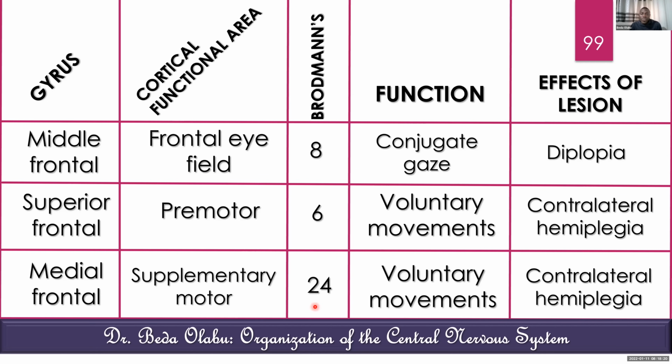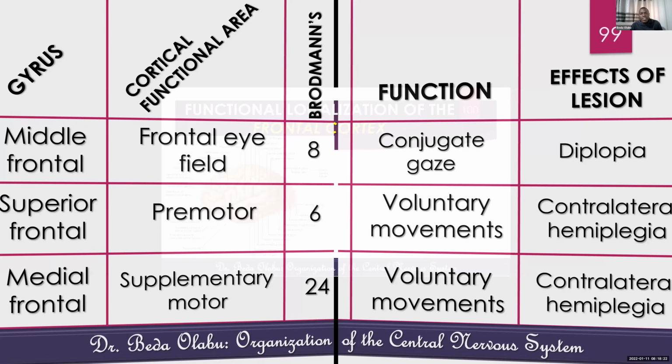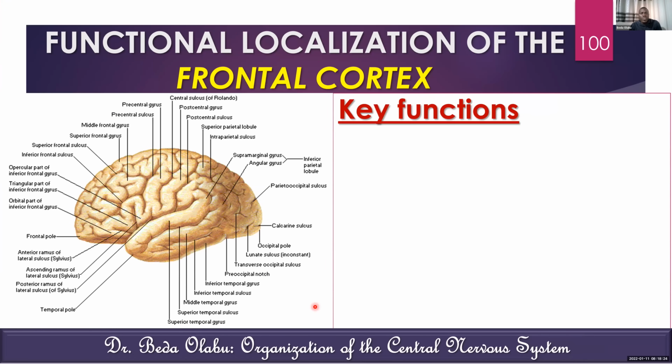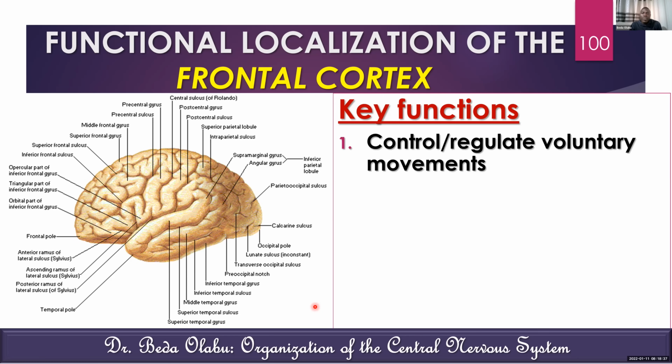Good, so that is frontal cortex. We've not exhausted everything in the frontal cortex, but let me highlight the key functions as we finish the story of the frontal cortex. We can say that the frontal cortex is responsible for controlling or regulating voluntary movement. And we've seen that in multiple sites.